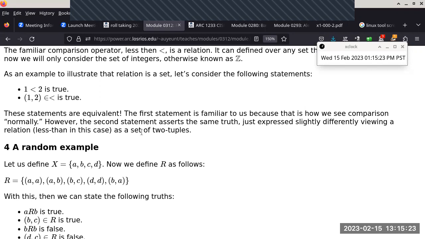Okay. So what does that mean? What do I mean by a relation defined over a particular set? It is a subset of the Cartesian product of integers and integers in this case.